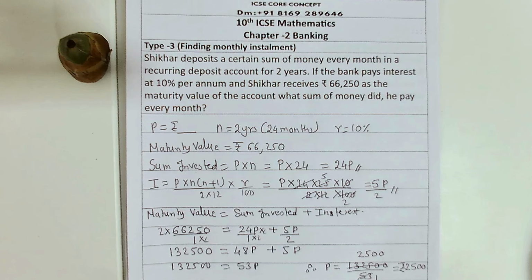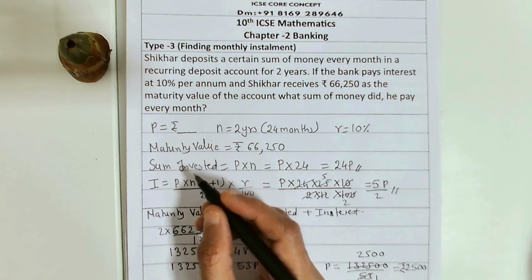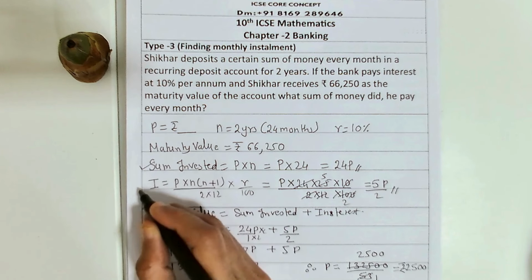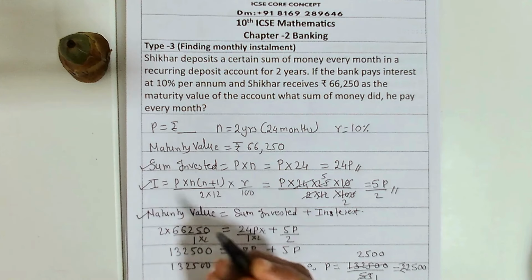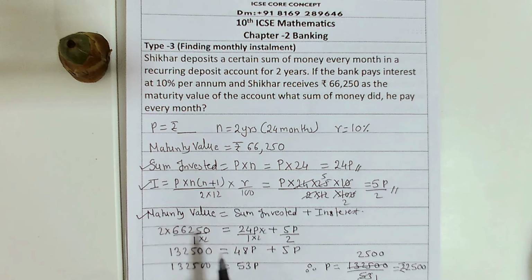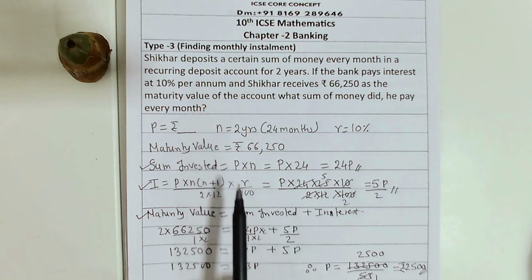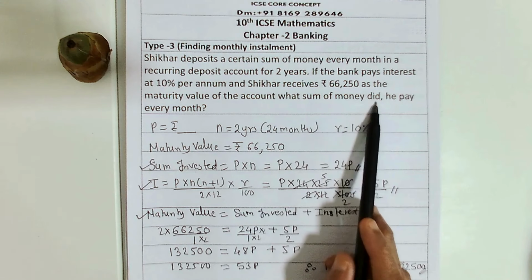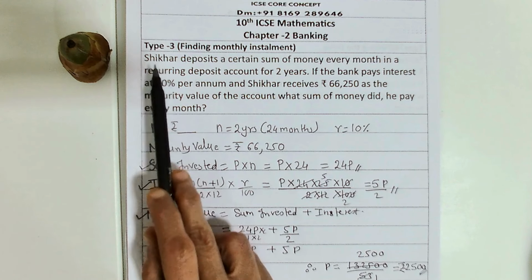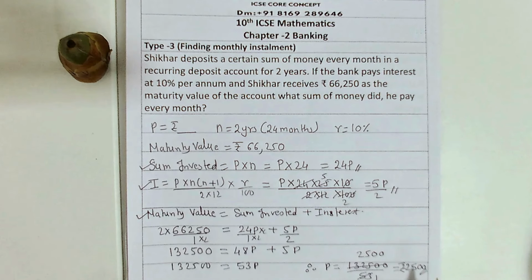This sum was not so simple because of the missing P, but if you follow the steps as I have taught you, sum invested, interest and maturity value, I am sure you will reach the final answer. So we come to the conclusion. What sum of money did he pay? Who is he? Shikhar pays every month 2500. I hope you will practice these kinds of sums.